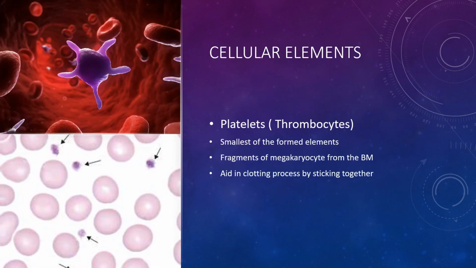So now let's go to your third cellular element, known as your platelets. The other name for your platelets is thrombocytes. Platelets are tiny blood cells that help your body form clots to stop bleeding. Actually, they are the smallest of the formed elements because they measure only about 1 to 4 micrometers, and they are fragments or shedding of your megakaryocytes from the bone marrow.